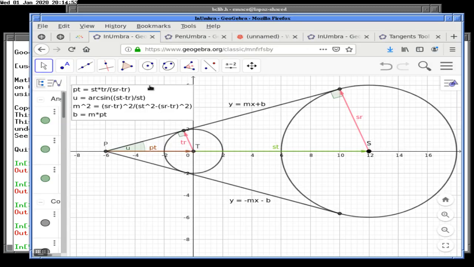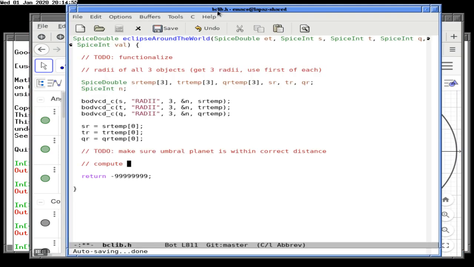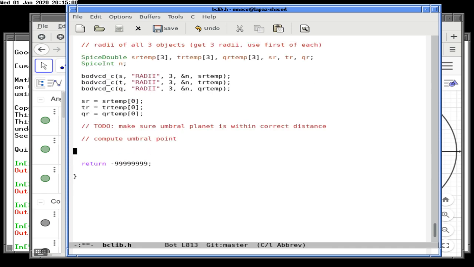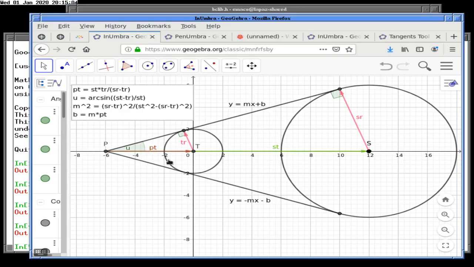Okay, that took forever. Okay, so the first thing we want to do is compute the umbral point, even though I just showed we could compute the umbral angle without the umbral point. I don't want to do that, though. Okay, so we want this vector going in this direction. We actually need to be a little bit careful here, but I think we can handle it.